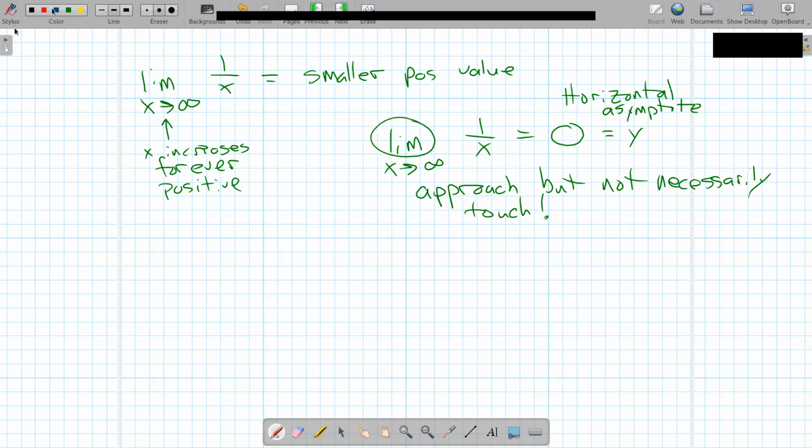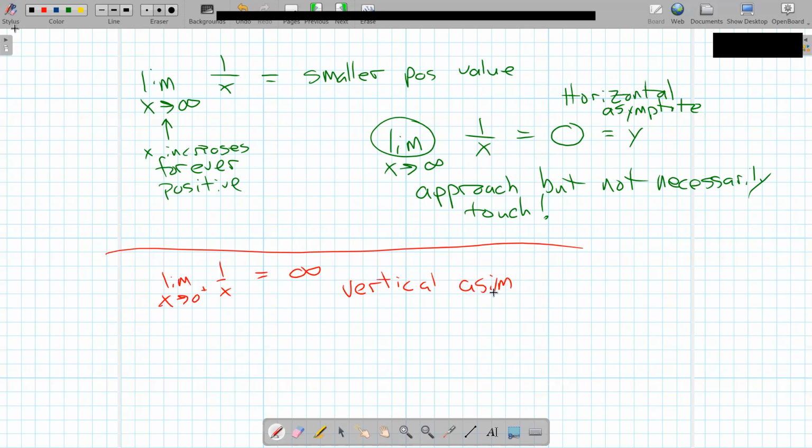The flip situation we looked at just a moment ago, when we had x approaching a fixed number, so the limit as x went to 0 for 1 over x. And if we go on the positive side there, then we get to say it increases forever. A situation where we flip where the infinity is, x approaches a fixed number, y approaches positive or negative infinity, that would be a vertical asymptote.